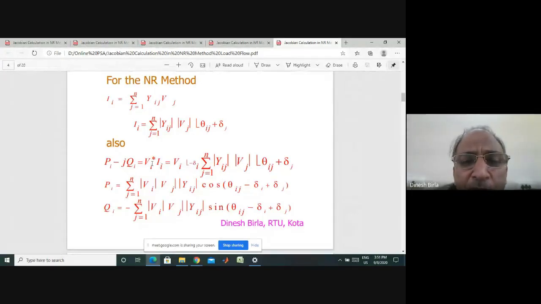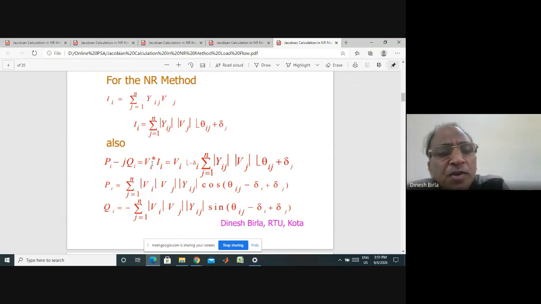So Vi means Vi angle delta i, that means cos delta i plus j sin delta i. But when we have Vi star, it means the angle is negative because it is the complex conjugate of Vi. So cos delta i minus j sine delta i, because plus sine of angle minus delta i will give you minus sine delta i. So Vi star is just the complex conjugate of Vi. If Vi had magnitude Vi and angle delta i, then the complex conjugate will have the same magnitude but the angle negative. I hope it is clear.